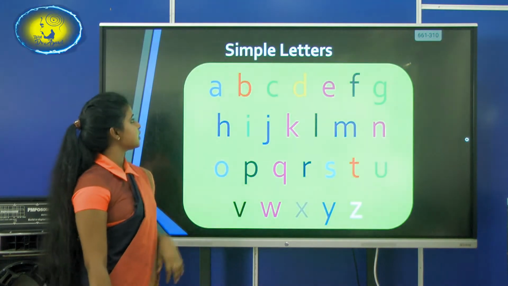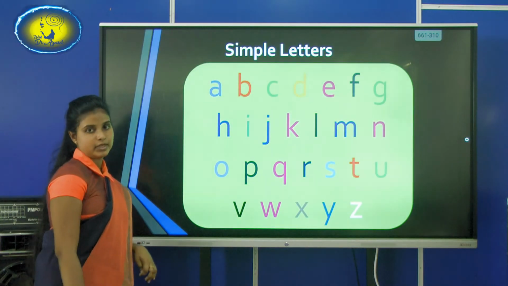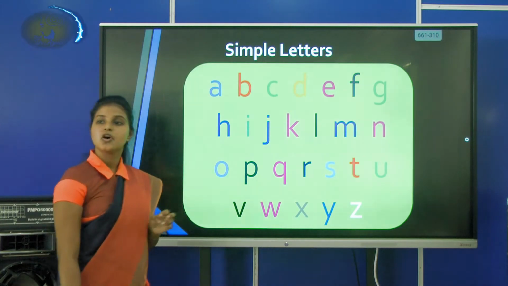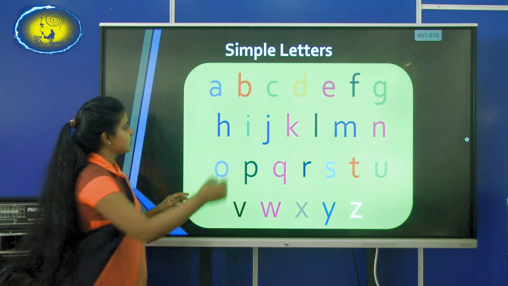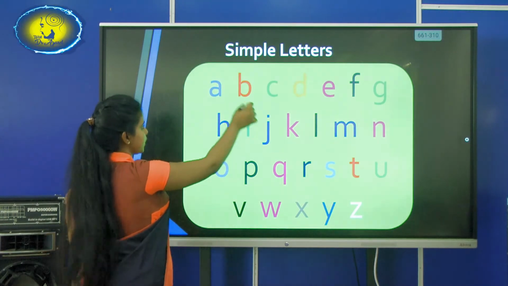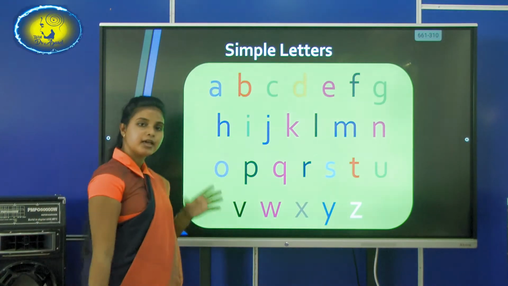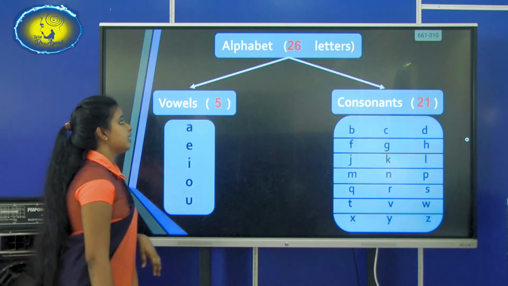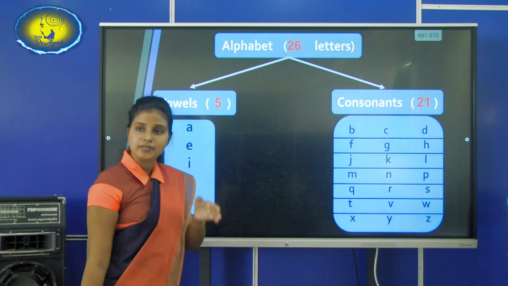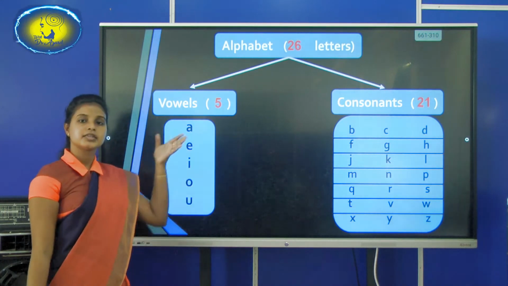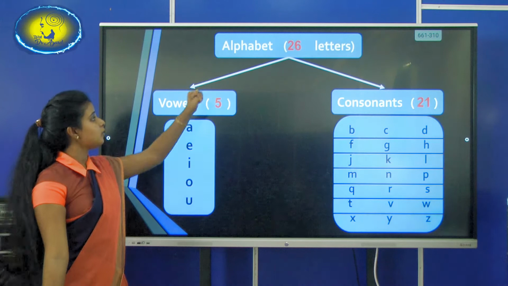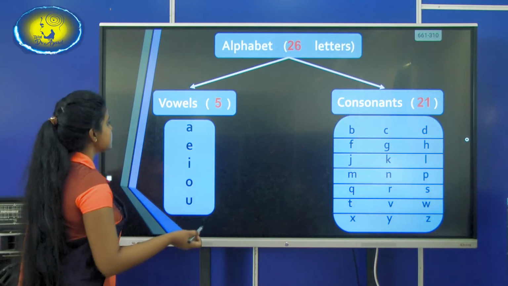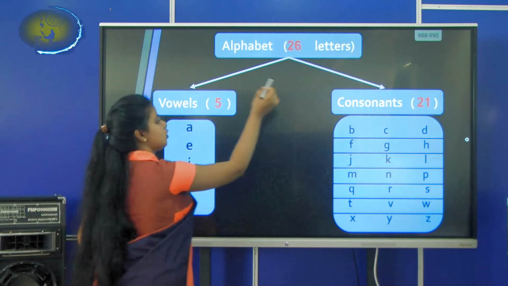Okay, next children, simple letters. These simple letters are known as lowercase letters children. Okay, these are small letters. You see, our simple letters are not big, they are small. Next, earlier we divided our alphabet into two, that is capitals and simple. Now I am going to teach you about another way, that is vowels and consonants.